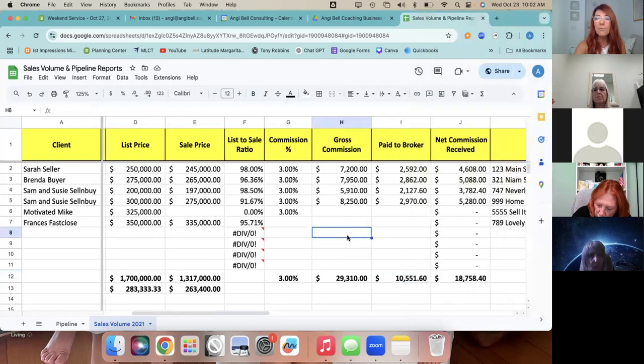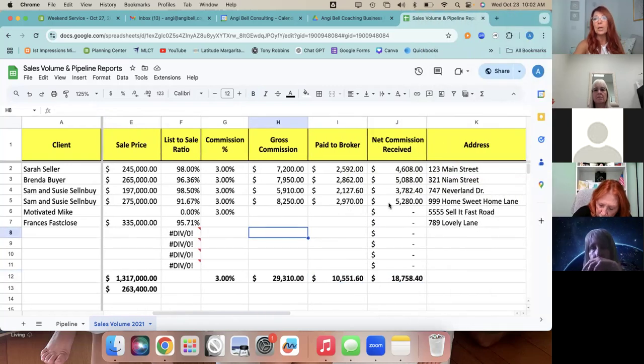And so a lot of people have the tendency to want to add a bunch of columns here, like what was the transaction fee or how much you paid your TC. Don't do all that. You don't need all that. All that's being tracked somewhere else with your broker. Don't complicate this thing. It won't be useful. Tony Robbins always says complexity is the enemy of execution. So keep it simple, sweetheart.